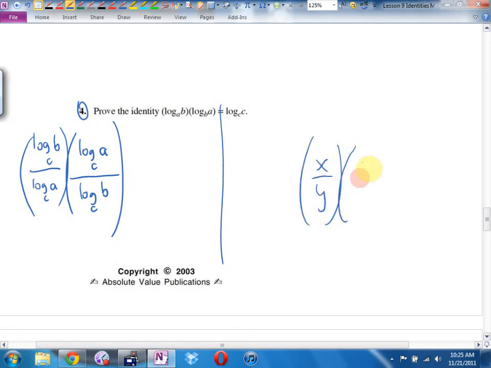Don't I have the same thing here and here, same thing here and here, same thing here and here, same thing here and here? How many X's on top? 1. How many X's on the bottom? 1. How many left and where?